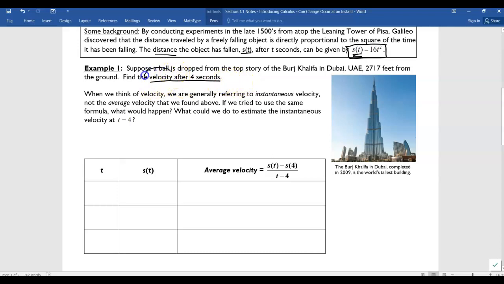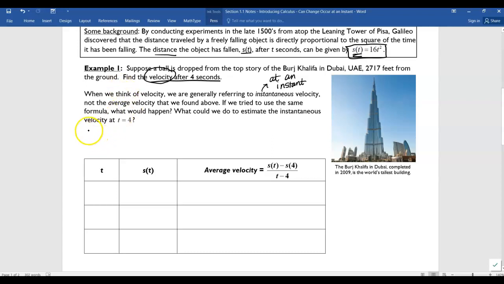Notice here it just said velocity. It didn't tell me what kind of velocity. If it's asking me for velocity at a certain time, that's talking about instantaneous velocity. When you see instantaneous, that's at an instant. What we found up above was average velocity. Average velocity happens between two different times. Instantaneous velocity is at an instant.